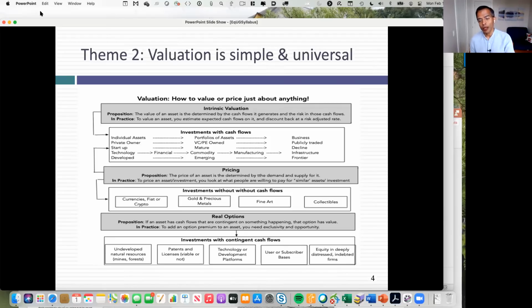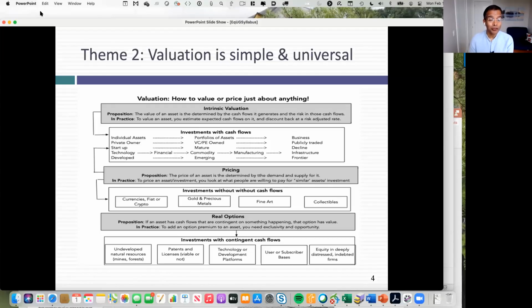And we're not going to stop there. I'm going to introduce a notion called pricing. I'm going to talk about the difference between value and price in a minute. But I'm going to argue there are some things that cannot be valued. Let me not be mysterious. If you have an investment that doesn't have cash flows, it cannot be valued.